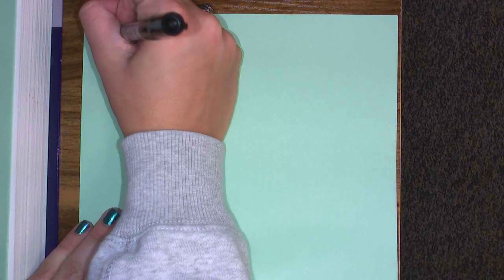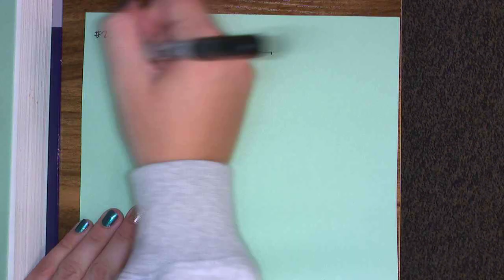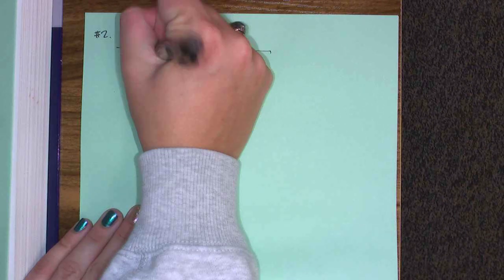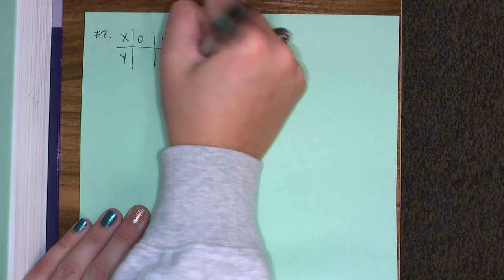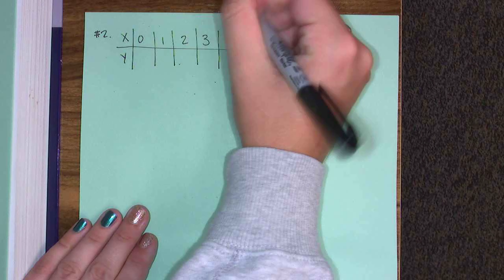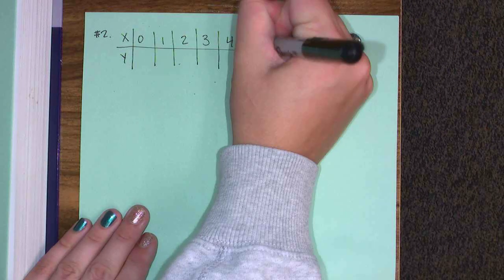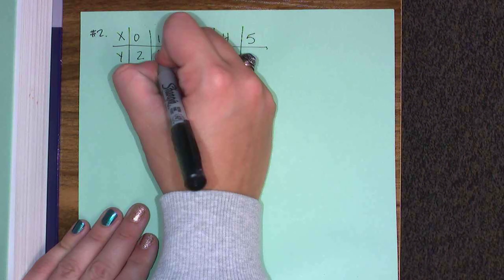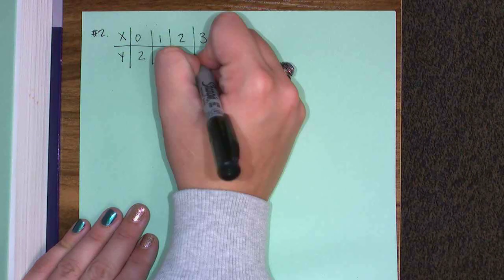Just starting with number 2. Okay, we have the table. It's got the x values and y values. And you won't have to copy the table over when you're doing your homework. I'm just doing it so that we have it here to refer to while we're doing the problem.